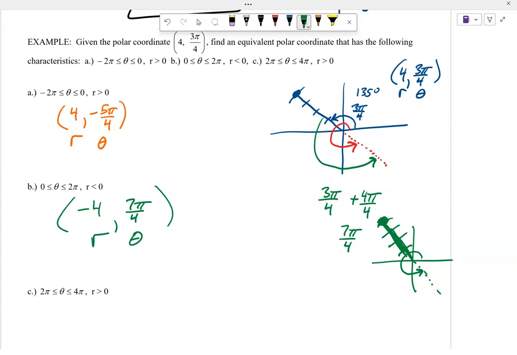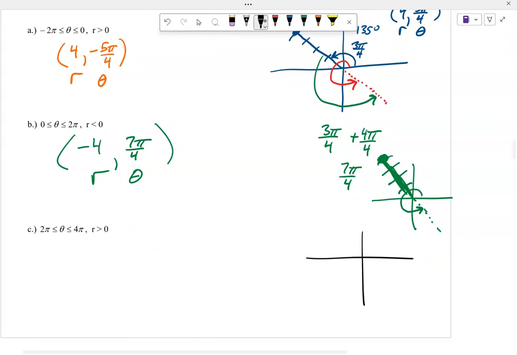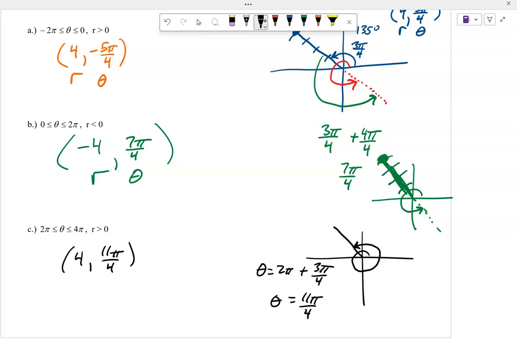All right, one more. This time a positive r again, but I want the angle to be more than 360 degrees. I want it to be more than 2 pi, less than 4 pi. So I want to go around once plus 3 pi fourths. So my theta will be around once plus 3 pi fourths. So 8 pi fourths plus 3 pi fourths would be 11 pi fourths. That'd be my r and my theta on that.